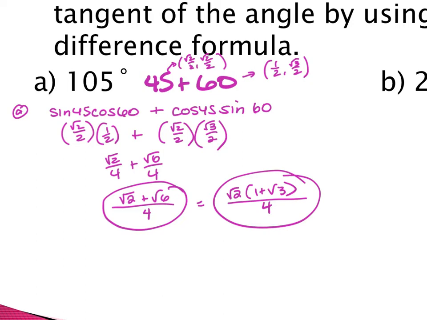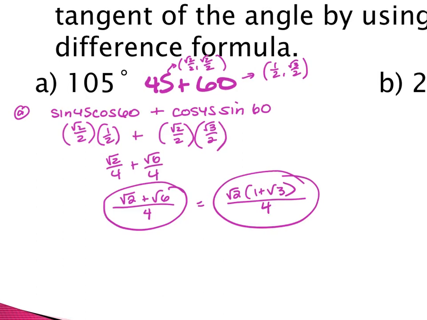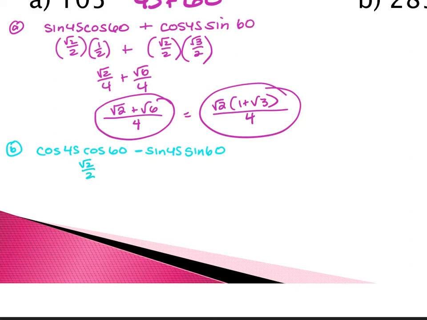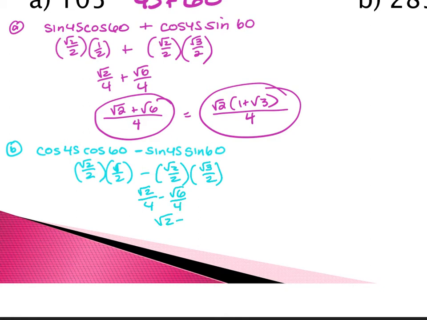Questions on sine? Okay, then it had said do cosine. So cosine is cosine, cosine, sine, sine. Cosine 45, cosine 60. We change the positive negative, so it's minus sine 45, sine 60. Cosine at 45 is root 2 over 2. Cosine at 60 is 1/2. Sine at 45 is root 2 over 2, and sine at 60 is root 3 over 2. So I get root 2 over 4 minus root 6 over 4, root 2 minus root 6 over 4, or take out the root 2, 1 minus root 3 all over 4.